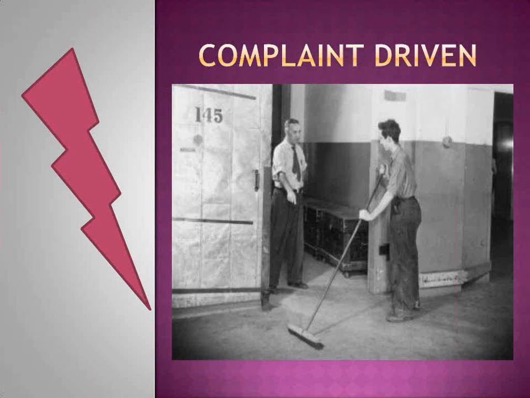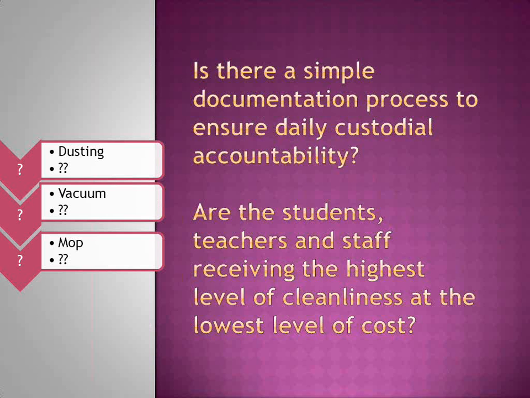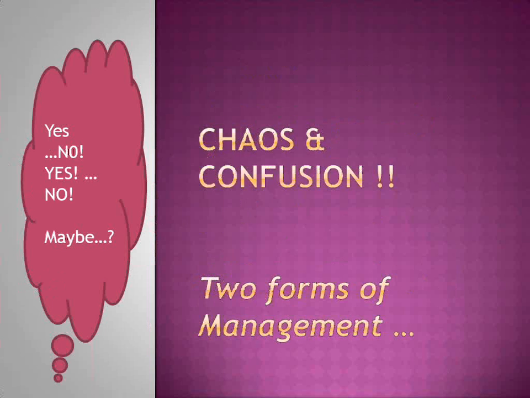What we had, in the slide, was chaos and confusion. That's basically what we had. We had chaos and confusion. We're going to go into the two forms of management in a minute, but let's talk about chaos and confusion for a second. Like I said, we had 450 custodians and 450 ways we clean classrooms and restrooms.